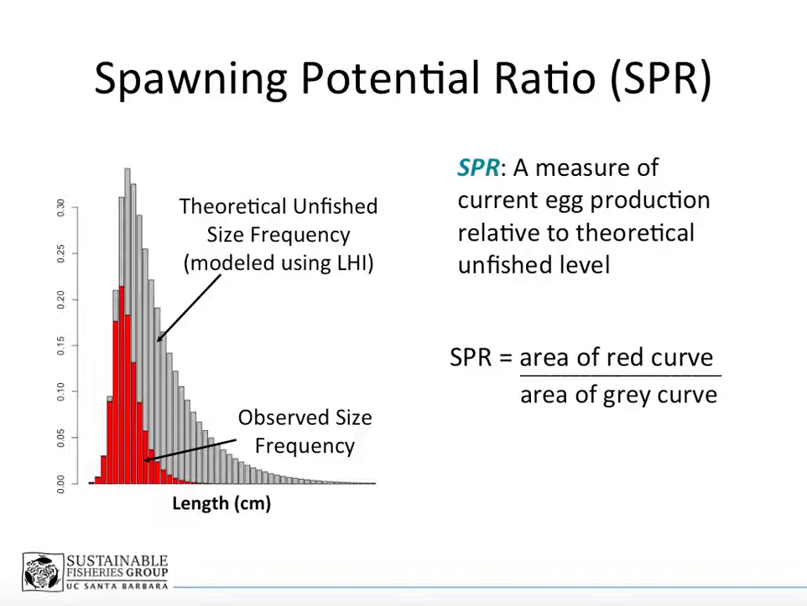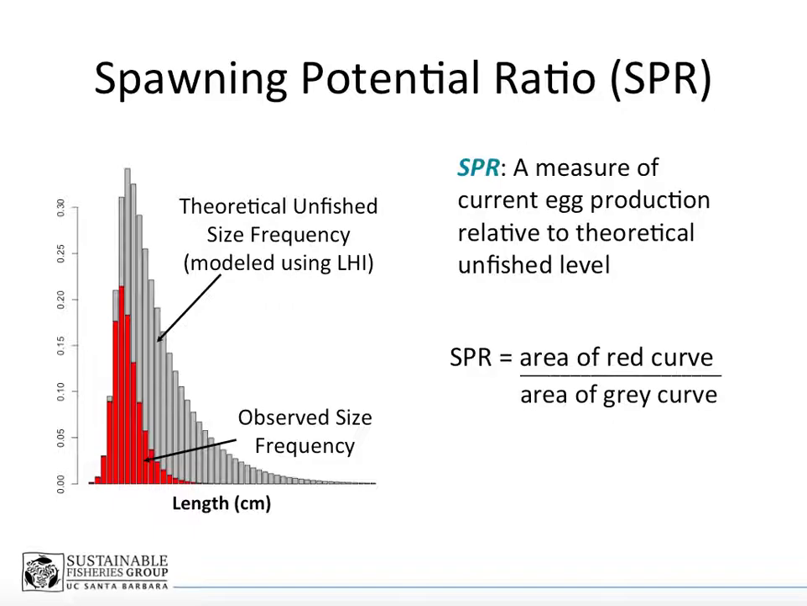Now in this figure on the left, we've got two length histograms. The gray one is a theoretical unfished population, and we can create this histogram using all of the life history parameters that were shown on the previous slide. The red histogram is the observed size frequency, so these are the actual fish being caught. SPR is simply the area of the red curve under the area of the gray curve.